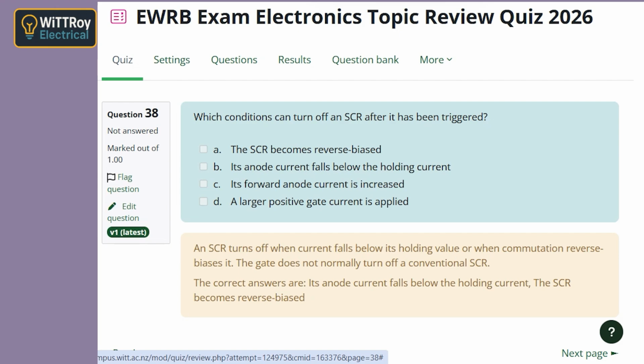A conventional SCR gate can turn the device on, but it cannot normally turn it off. After latching, the anode current must fall below the holding current, or the SCR must be reverse biased by commutation. More positive gate current will not interrupt the anode current. So, putting those steps together, it should be its anode current falls below the holding current and the SCR becomes reverse biased. That's right. An SCR turns off when current falls below its holding value or when commutation reverse biases it. The gate does not normally turn off a conventional SCR. I see. An SCR turns off when its anode current falls below the holding current or is forced to 0.